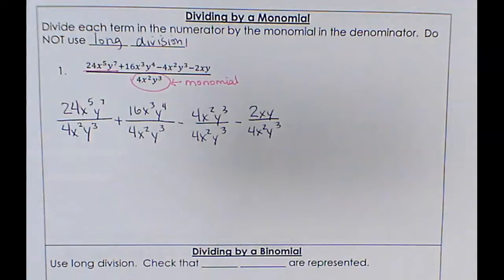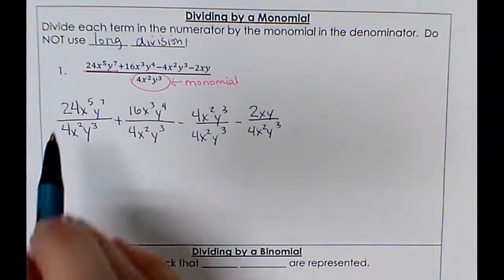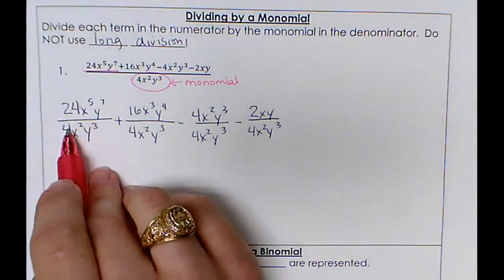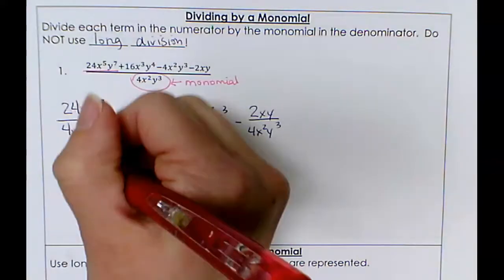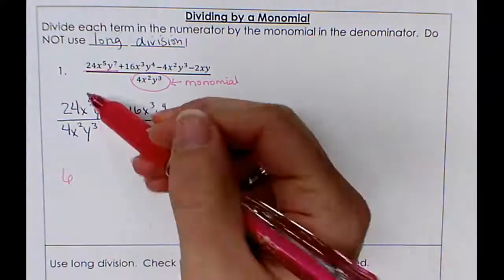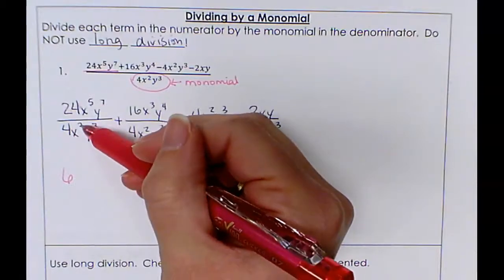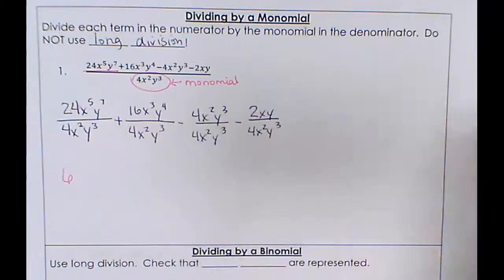Remember that we're writing this differently because no long division is necessary. I'm not dividing by a binomial, so I don't need to do the polynomial long division. I just need to simplify each of these fractions. So when I do this, I have 24 divided by 4. What is that? 6. I have x to the power of 5 over x squared. Do you remember how to deal with those?